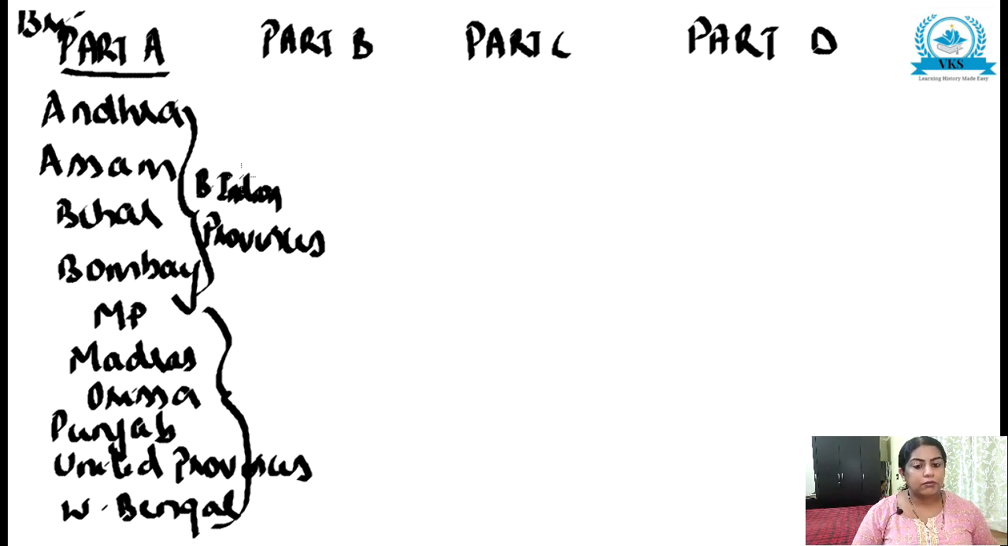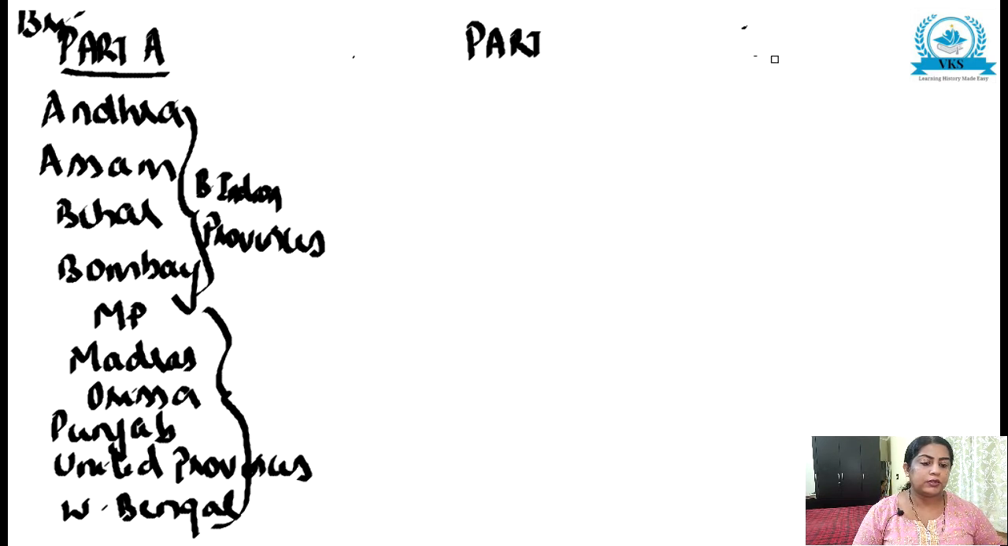Now let us see Part B states. What all are included in Part B states? Before that, we'll just move it towards the side. Then I think it will be much clearer for you. So next we will see the Part B states.